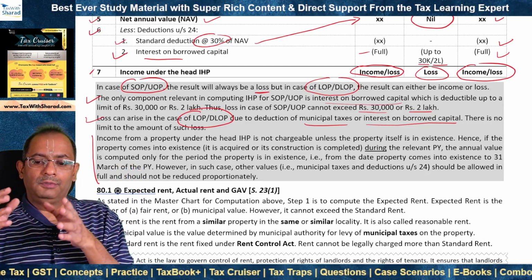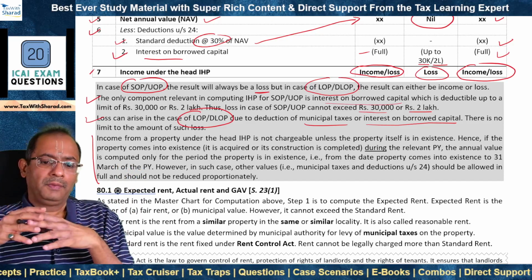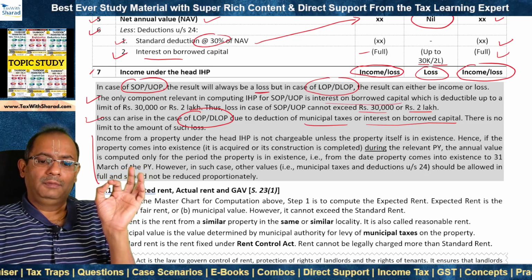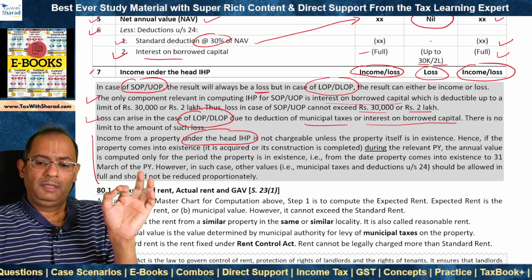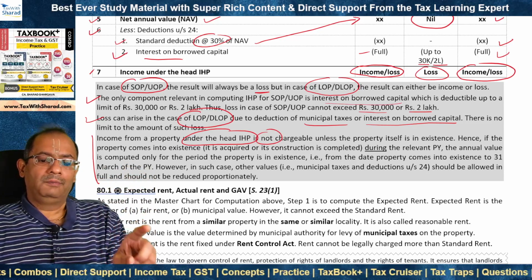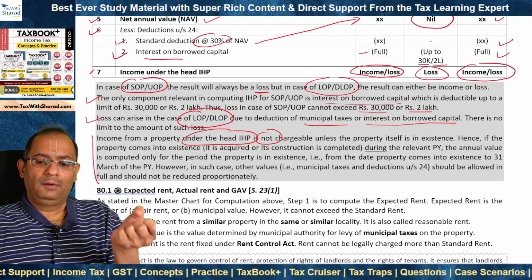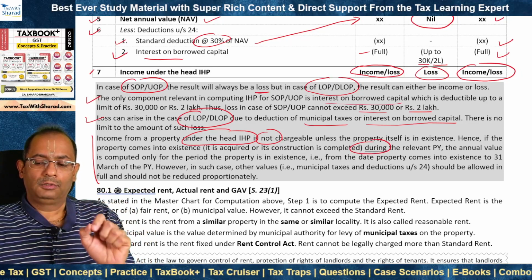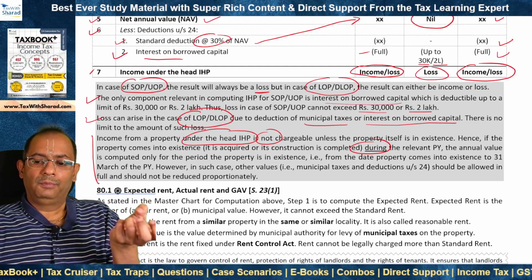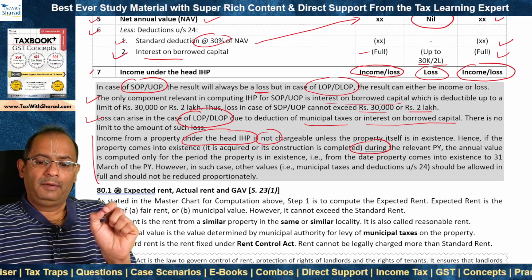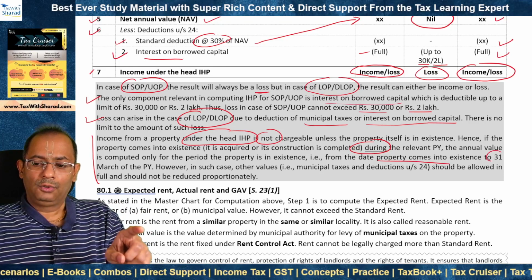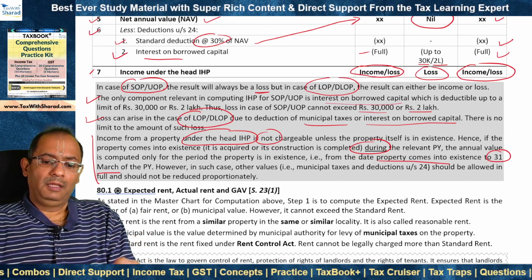Now there could be a situation where the property is not in existence during the whole of the previous year, or it comes into existence only midway during the previous year. If the property is not in existence during the previous year, income therefrom is not chargeable under the head IHP. It is not chargeable because the property itself doesn't exist. If the property comes into existence, that means if it is acquired or its construction is completed during the course of the previous year, midway, then the annual value is computed only for the proportionate period. That is, for the period while the property is in existence, from the day the property comes into existence to 31st March of the previous year.